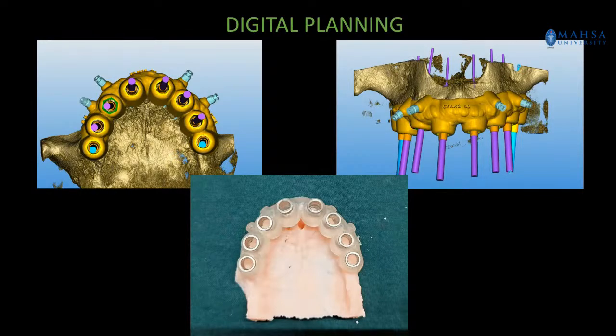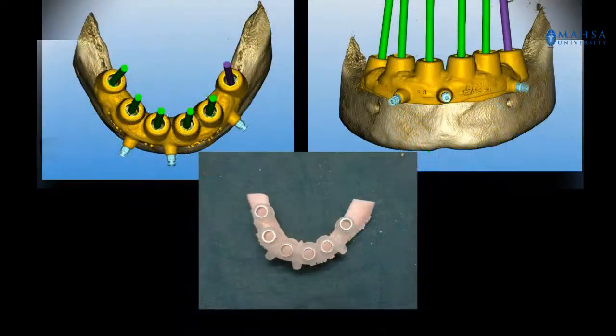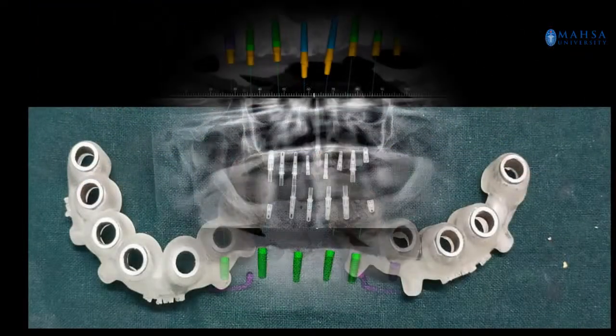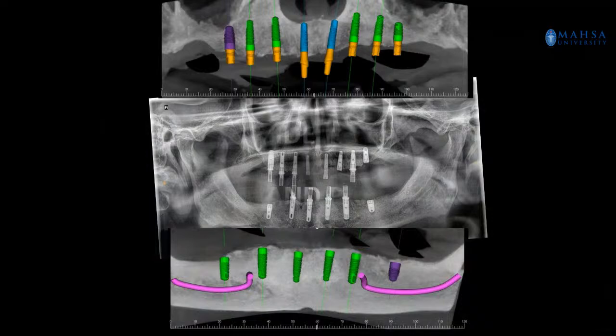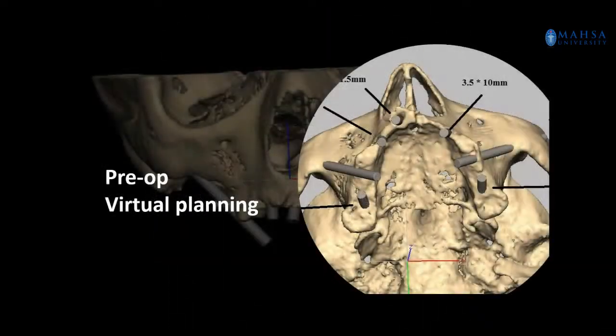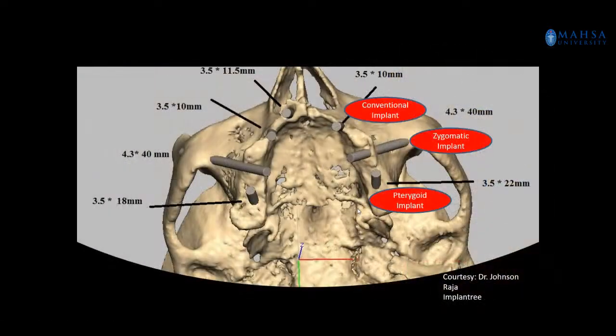So this is another example of how we use our implant guides to plan your implantology. Not just conventional implants, even advanced implantology like zygomas and pterygoids. A classical case was this one with Dr. Johnson Raja, where you have to place a conventional implant, a zygomatic implant, as well as a pterygoid implant. So how do you plan that? Yes, that's how you plan it.